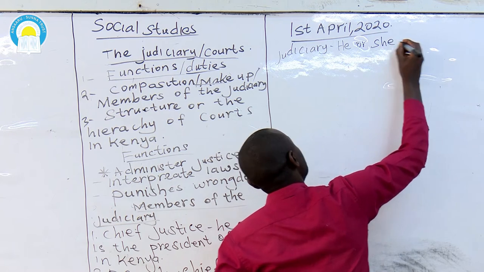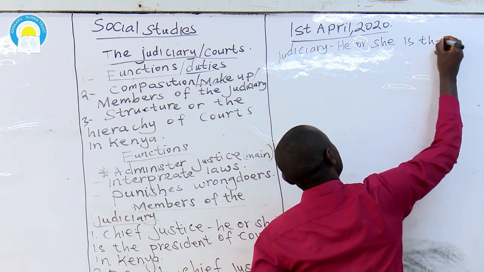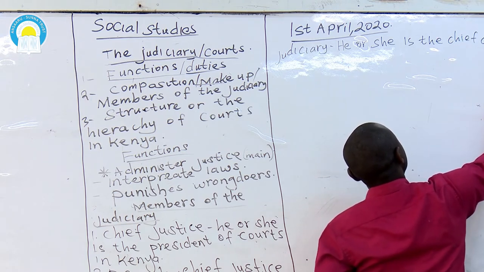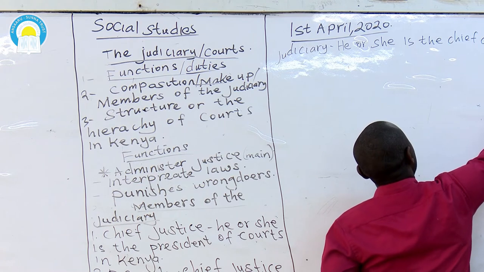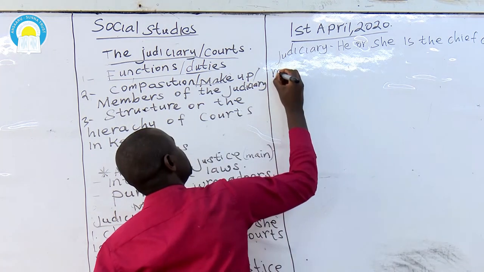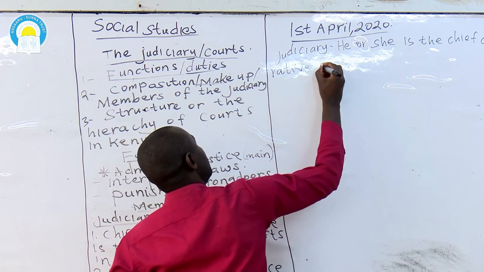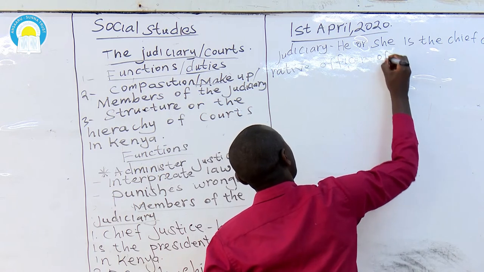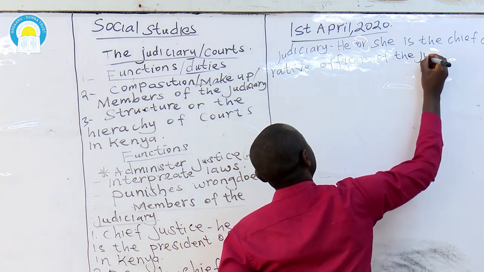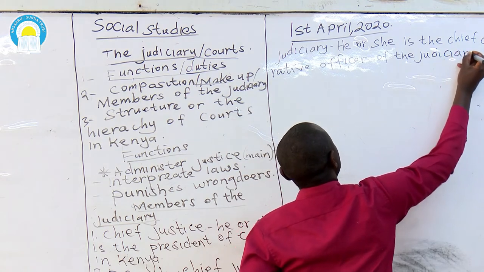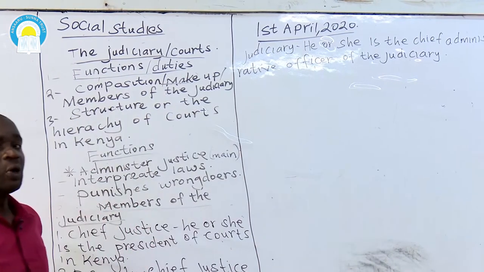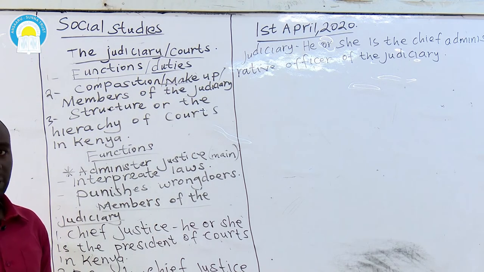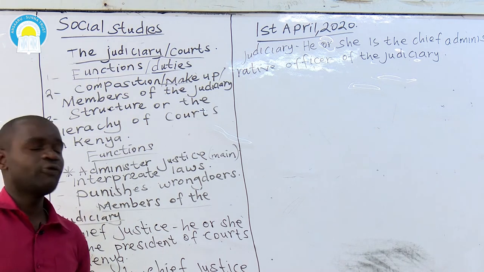he or she is the chief administrative officer of the judiciary. What does that mean? That means that he is in control of all the accounts, all the finance collected in the judiciary in form of bonds and court fines.